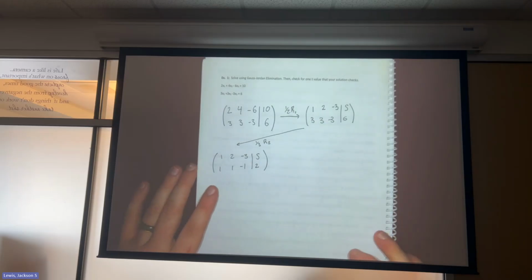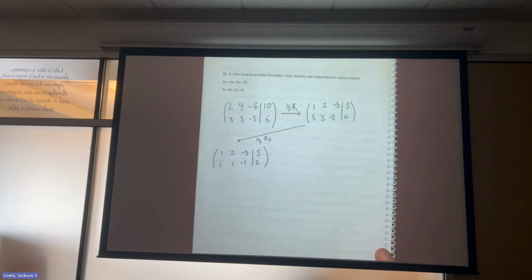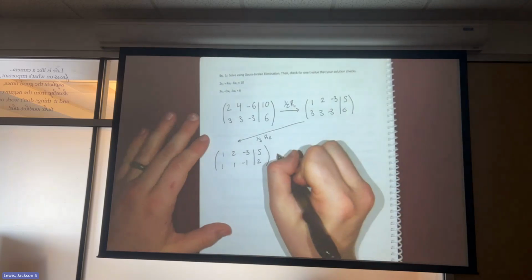Anyone with me? Am I terrible at dividing or adding or anything like that? Hopefully not yet. All right.